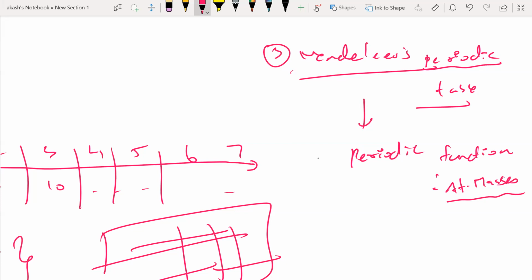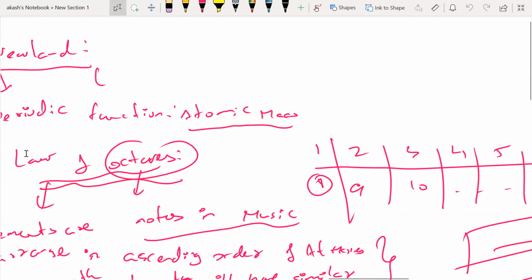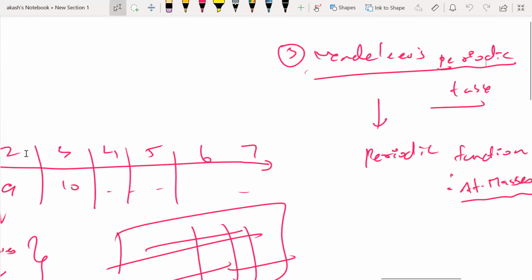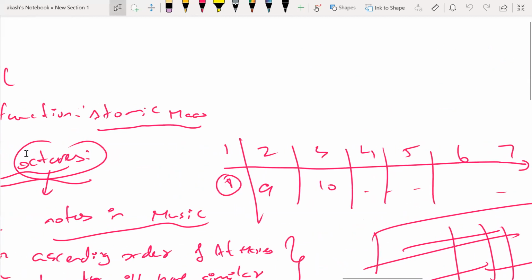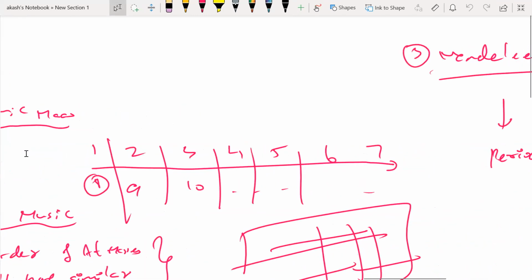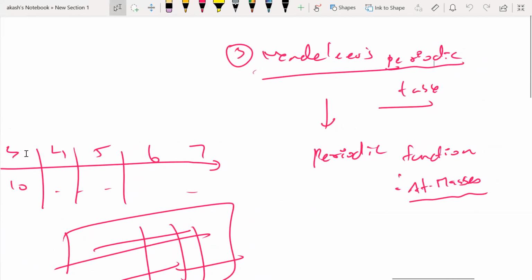He said a similar thing to what Newlands said. If you arrange the elements in ascending order of atomic masses, every eighth element is going to repeat. He also said the same thing. But he did some chemical experiments and he was able to prove what he was saying. That is why it is very important.